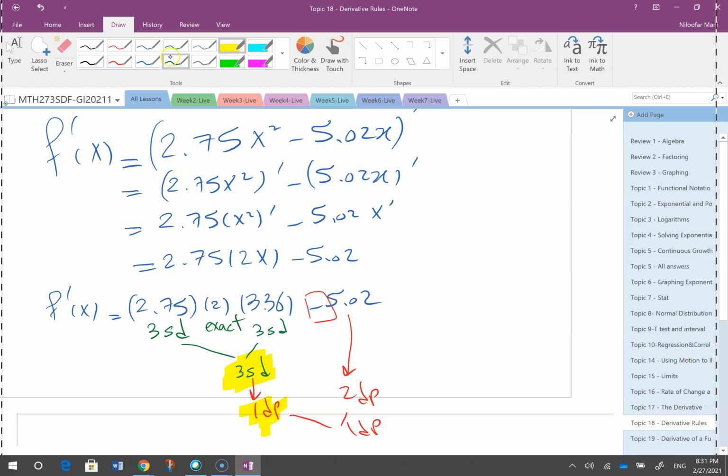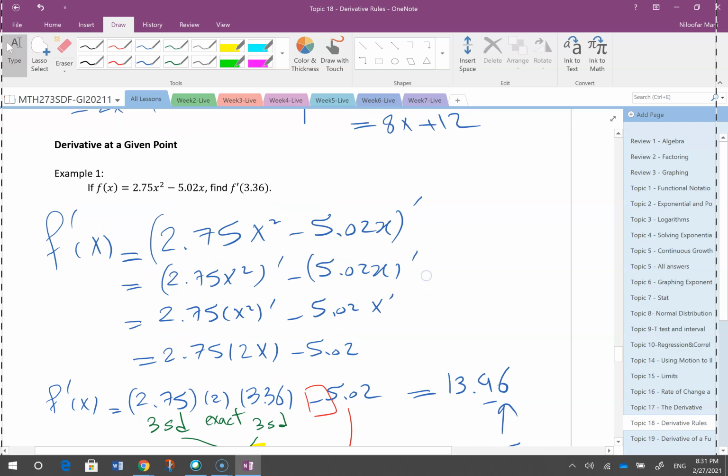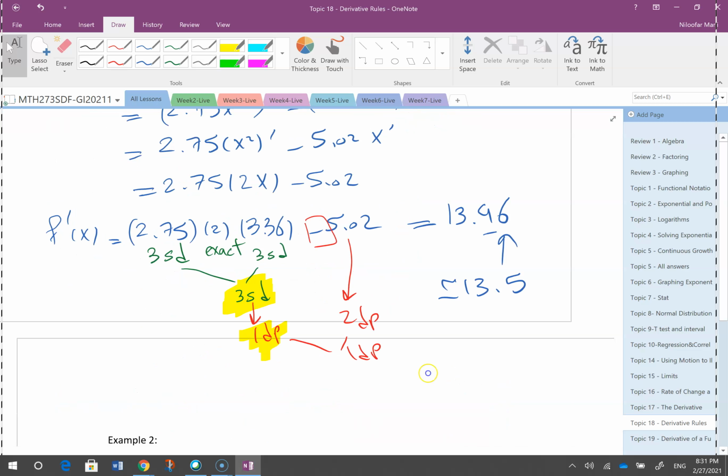The answer is 13.46. You want 1 decimal place, which is 13.5. Remember, if I say the answer is, so the number is approximate. If I say these numbers are approximate, I have to tell you these are approximate. This and this and this are approximate. Otherwise no, I just leave the answer as what I see, 13.46.